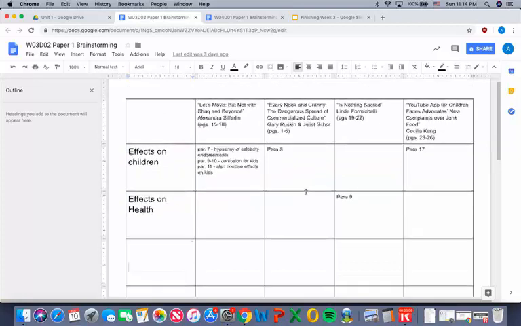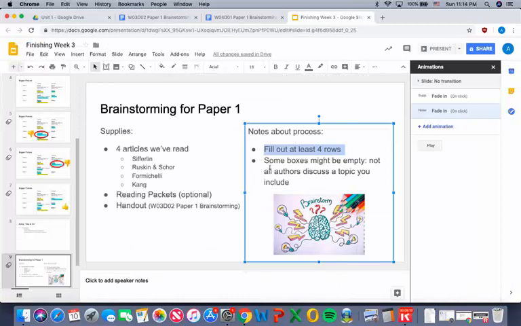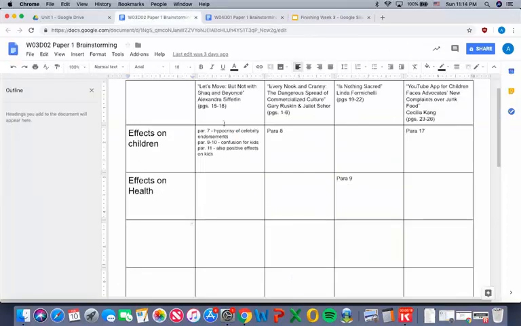One thing you might want to think about is that some of the boxes might be empty. You might not include a certain author or article in a row. What that means is that effects on children, while it comes up a lot in Sifferlin, Ruskin and Shore, and Kang, there might not be that much about it in the Formicelli article.